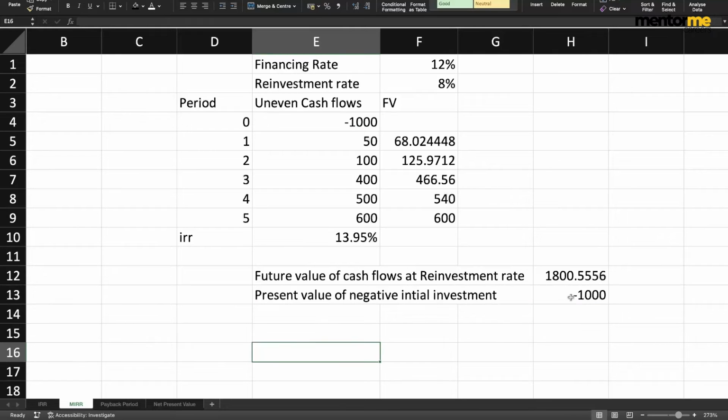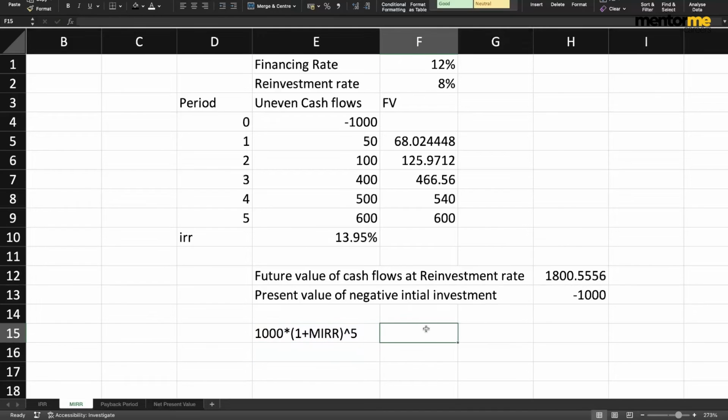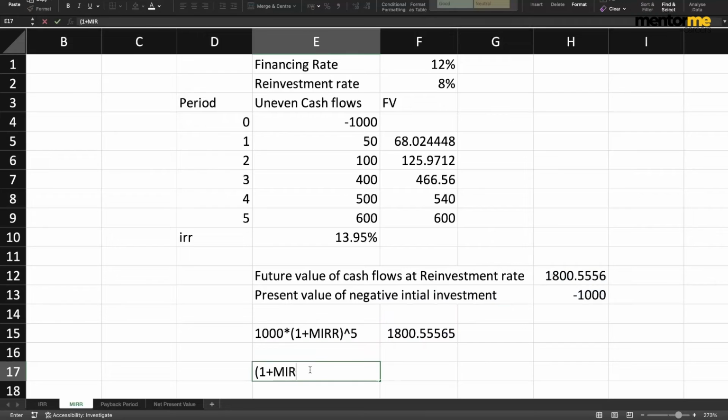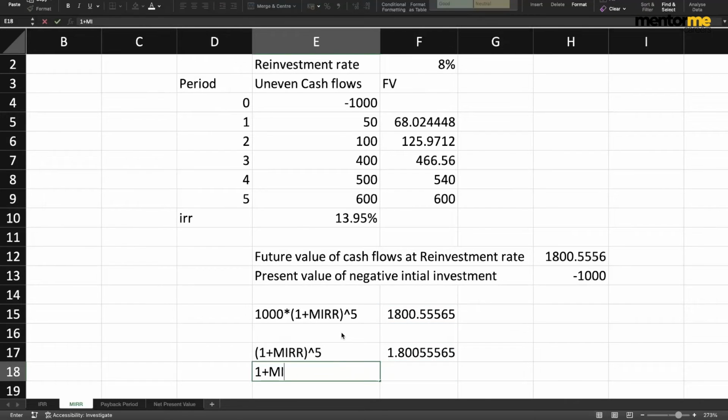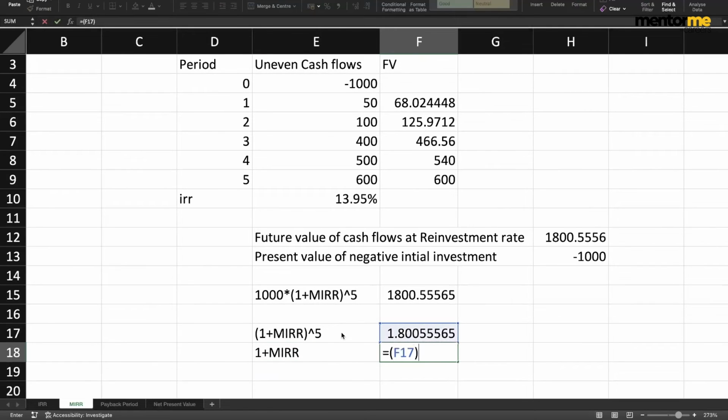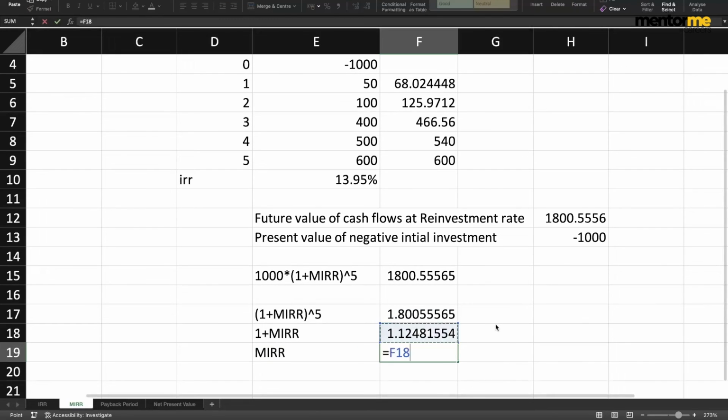Now what we are saying is, if 1000 were to become 1800 in a certain period of time, the equation would be: 1000 times (1 plus the MIRR rate) raised to 5 equals 1800. That's what we're trying to solve for. In the next step, (1 plus MIRR) raised to 5 equals 1800 divided by 1000. Solving further, 1 plus MIRR is equal to that raised to 1 over 5, because the 5 on the left-hand side goes to the right as raised to 1 over 5. In the last step, MIRR is equal to this minus 1. So what we get is that MIRR is 12.48%.